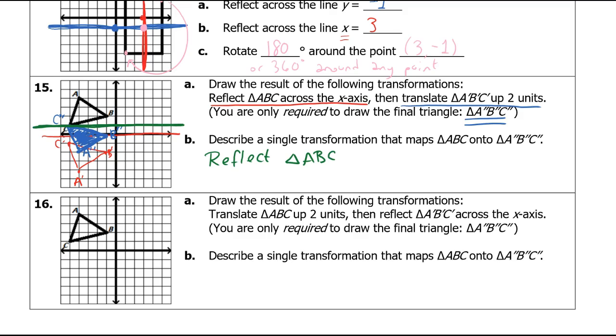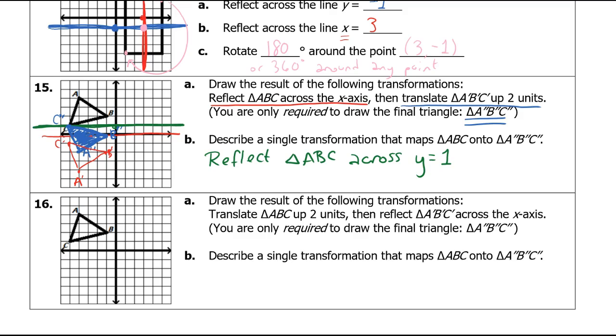So if we had reflected that original triangle across the green line, we'd be good to go. That green line crosses the y-axis at 1, but never crosses the x-axis. So that's our line. 16, pretty much the same thing. In fact, it's almost exactly the same thing, but in reverse order. So let's see if that gives us the same result.